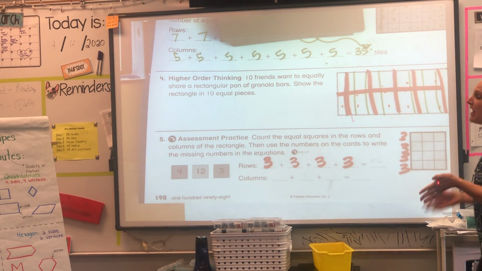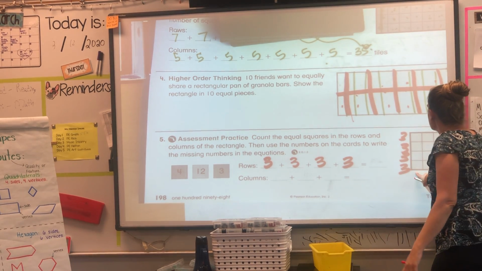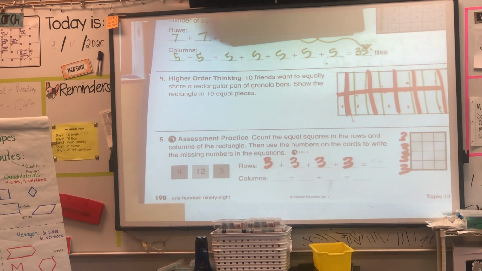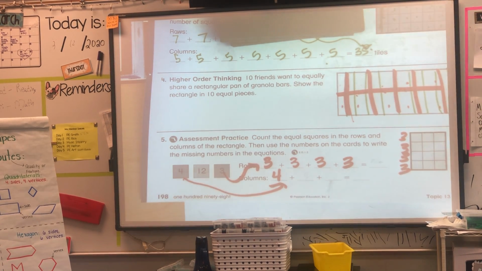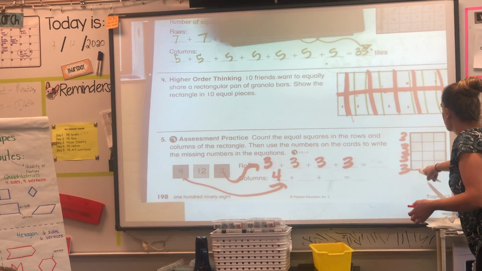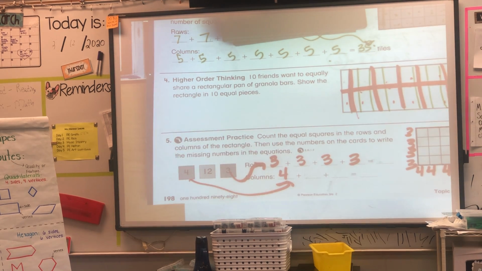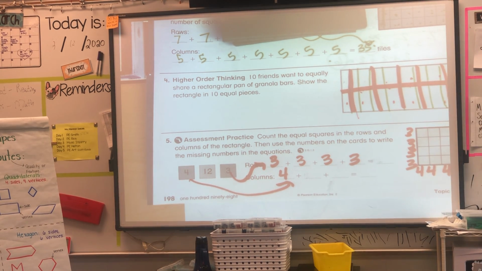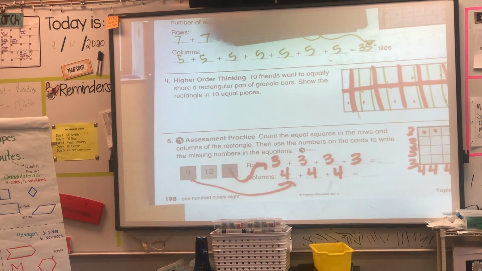Now, let's look at my columns. My columns go up and down. They got to hold your structure up, okay? So, how many are in my columns? 4. 4, that's right. So I'm going to use my 4 tile here. So I have 4, and I'm going to use repeated addition to go across. So it would be 4 plus 4 plus 4. I have 3 columns, 1, 2, 3. I have 3 4s, 4 plus 4 plus 4.